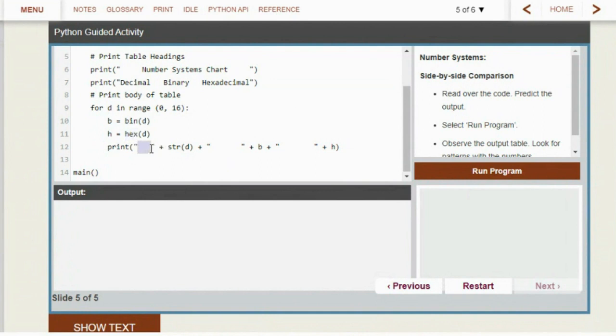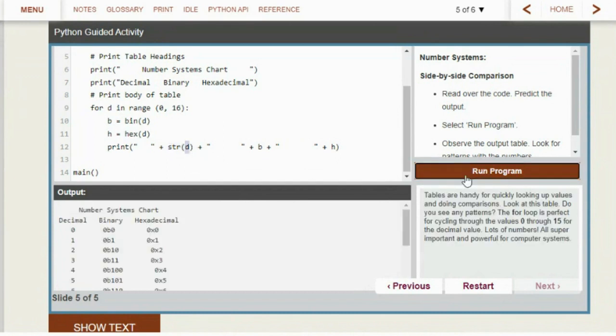Print, and they're spacing it over, trying to line it up underneath these headings that they printed. So they put spaces between them. But print the decimal number, then the binary number, and then the hexadecimal number. Notice we don't have to have the string on the binary or hexadecimal, only on the decimal number.